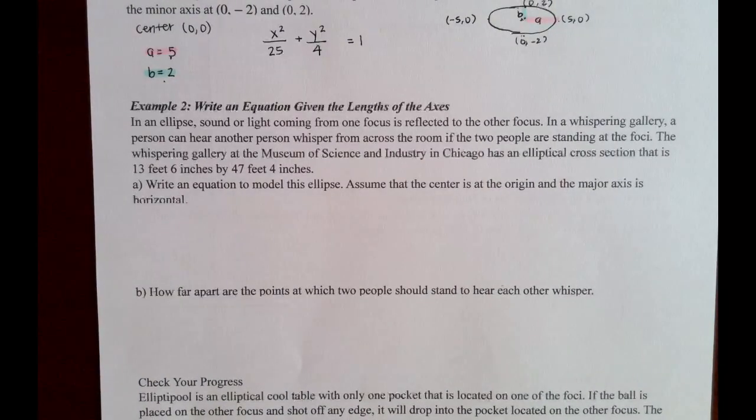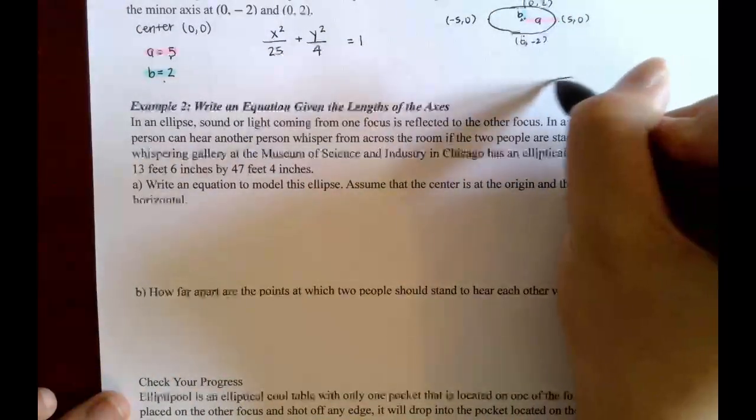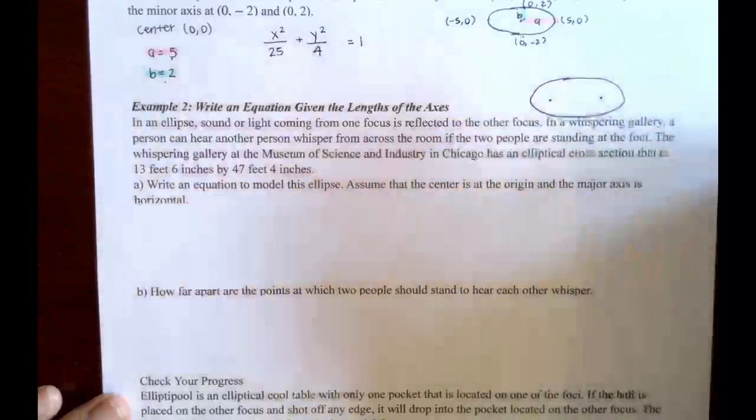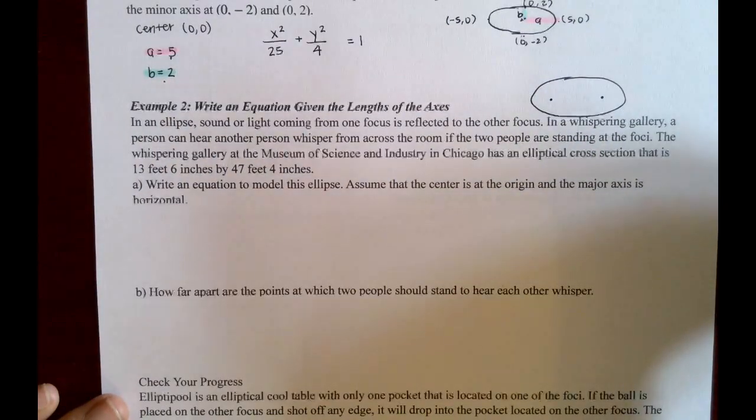Okay. So in an ellipse, sound or light coming from one focus is reflected to the other focus. In a whispering gallery, a person can hear another person whisper from across the room if the two people are standing at the foci. So basically what it means is if there's a room that's like this, if the two people are standing at the foci, even if they're whispering, they can hear each other.